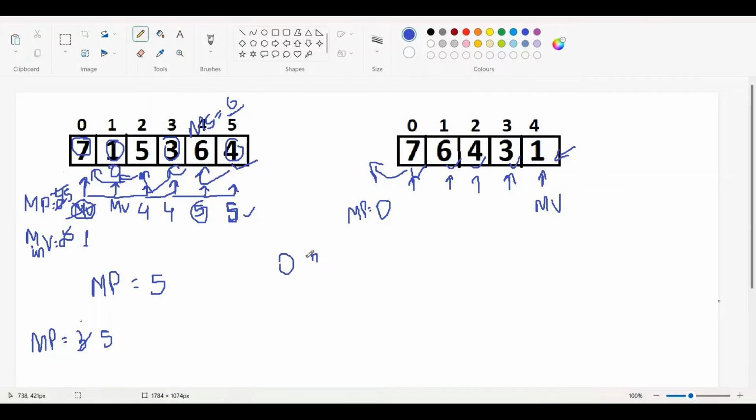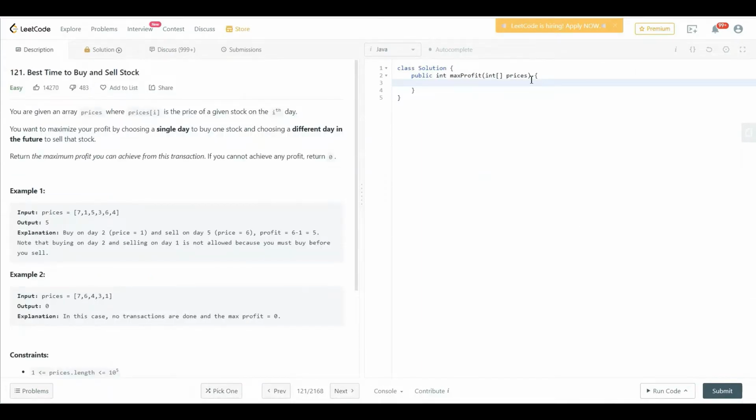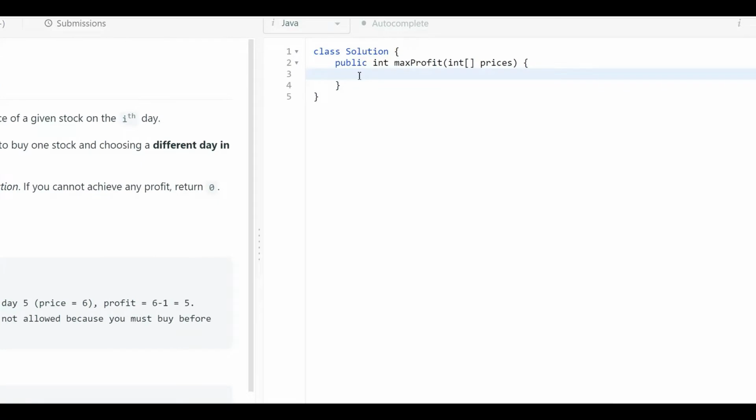So let me code the solution to give you a better idea of these. So let's now code it. Initially we have to take two variables to store our minimum value and maximum profit. We can say int minVal to store the minimum value, and initially we assign it some great value, Integer.MAX_VALUE.